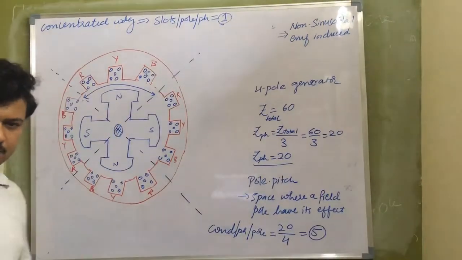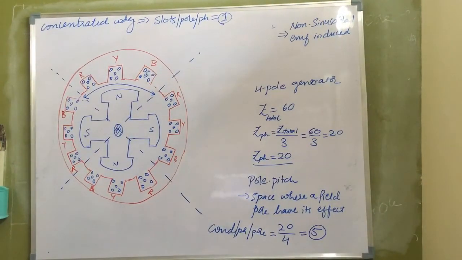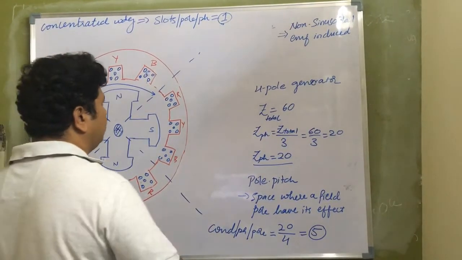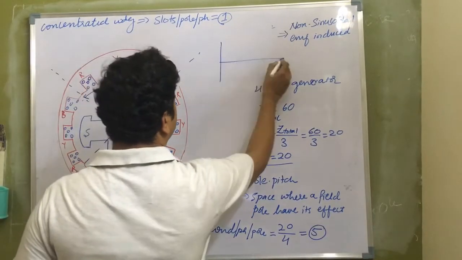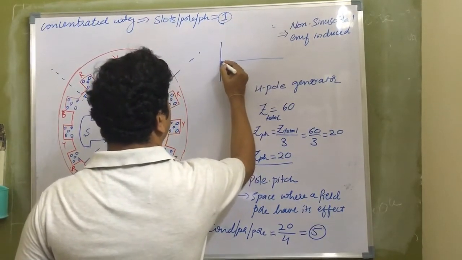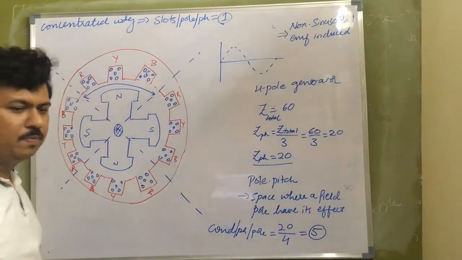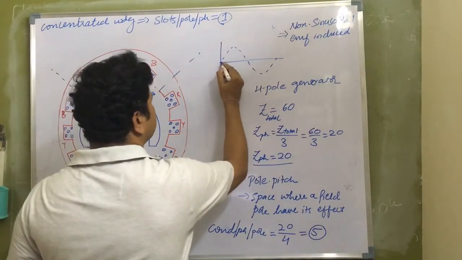So with this what will happen is, the EMF induced per pole per phase will not be sinusoidal. If you actually see the nature of EMF induced with this, I want this kind of induced EMF. That is the requirement. But the induced EMF will be of this nature.